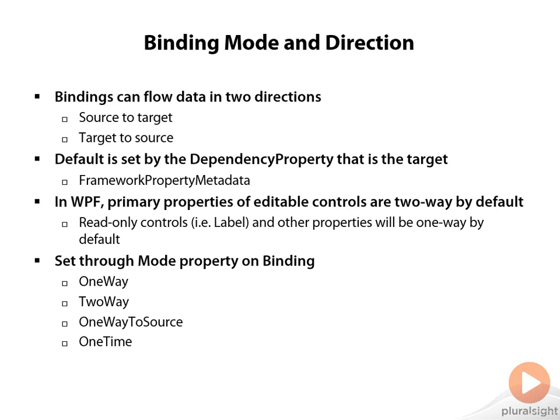So any changes to the source won't be reflected, even if there's property change notifications, and any editing in the UI will not push any values down to the source object. There's also a value on the enumeration called default, and that's basically saying do whatever the target property wanted to do by default, which again is going to be one way in general by default, but most editable properties on editable controls in WPF are set to two-way by default. So let's take a look at binding mode in a demo.